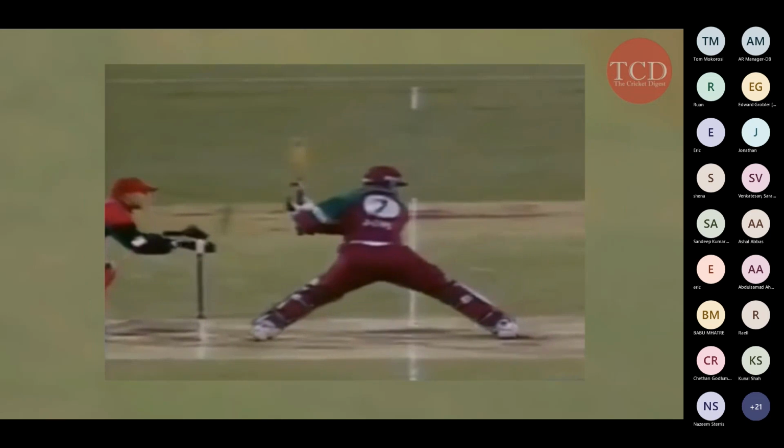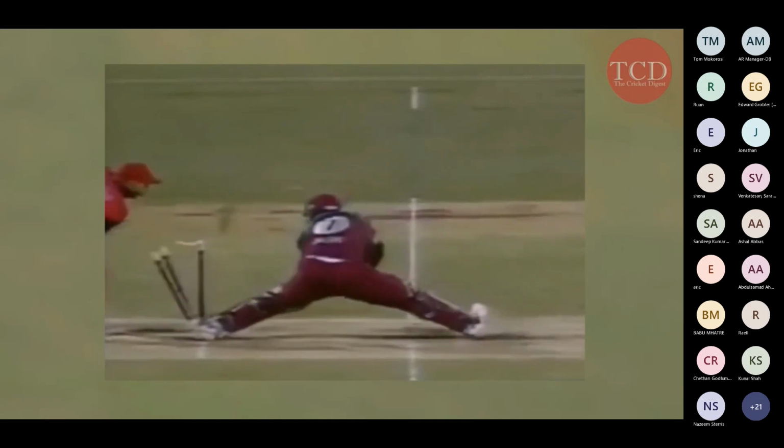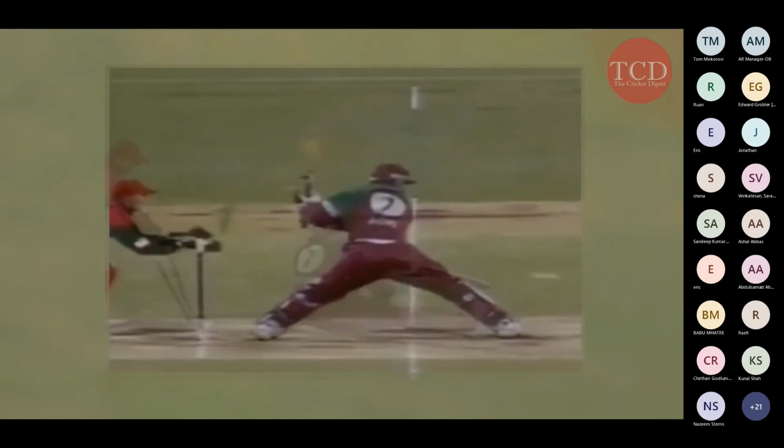Another instance which needs a mention here is Andy Flower's incident. He is clearly ahead of the stumps even before the ball reached the batsman. It should have been called a no ball, but the umpire didn't notice it at all, and unfortunately, it costed Ridley Jacobs his wicket.